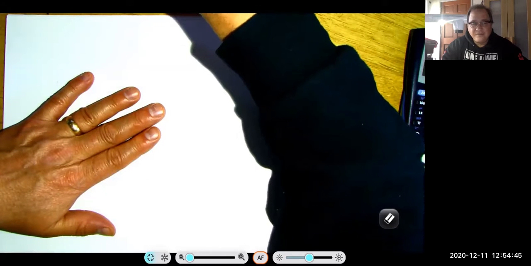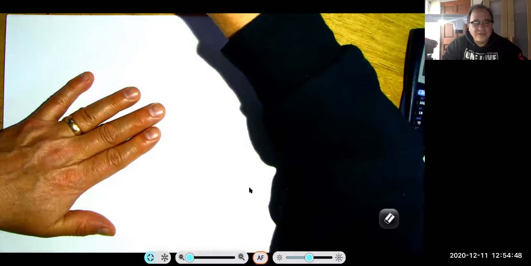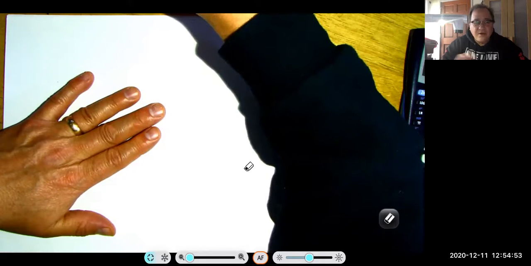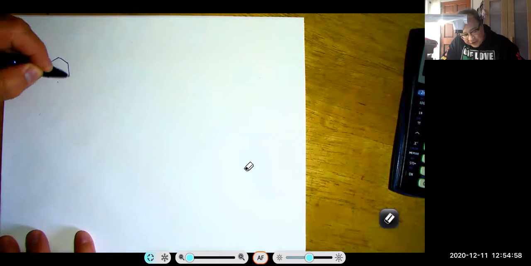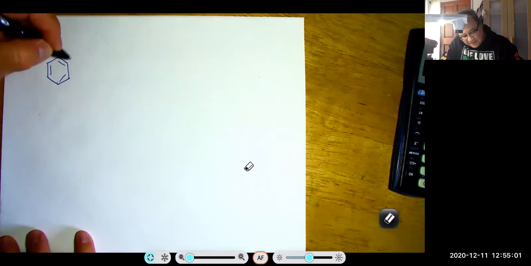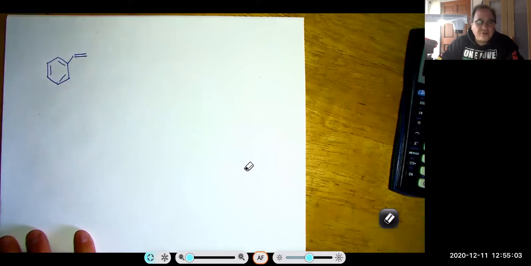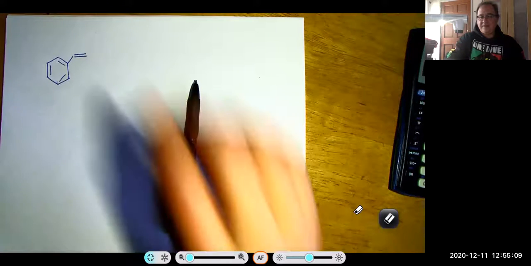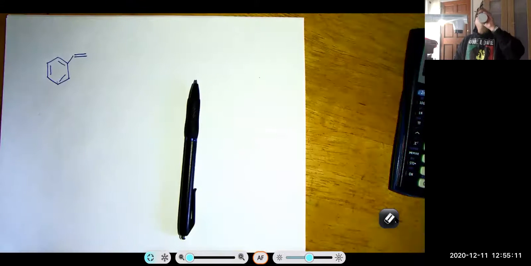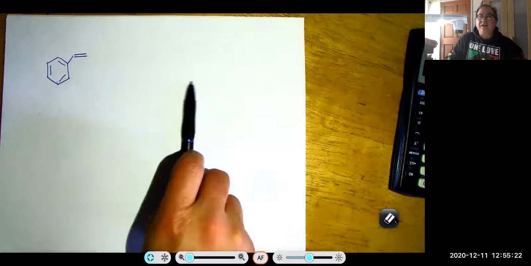Okay, well, I guess we're just gonna have to do this. So we're gonna look at my hands, I'll draw the molecule and we'll go from there. Okay, this is a molecule called styrene. It's used to make polystyrene. Go ahead and draw that, identify the functional groups. When you're done, give me a thumbs up.